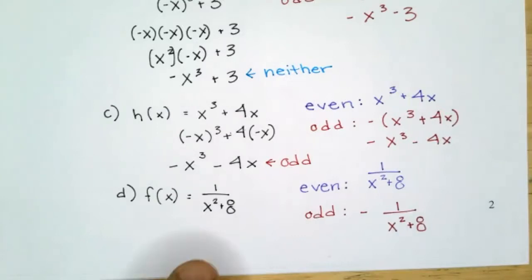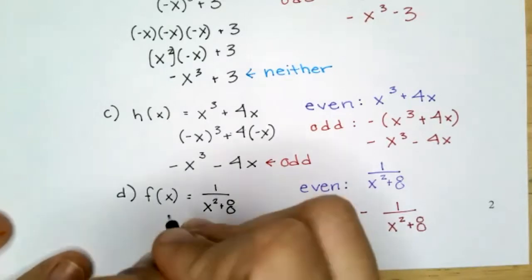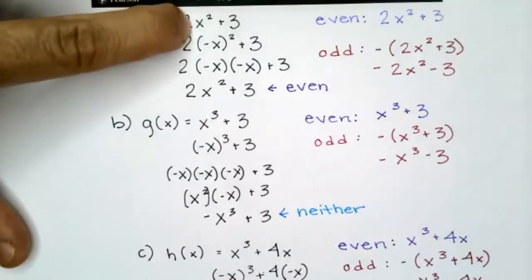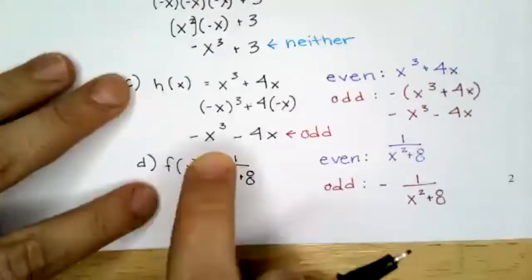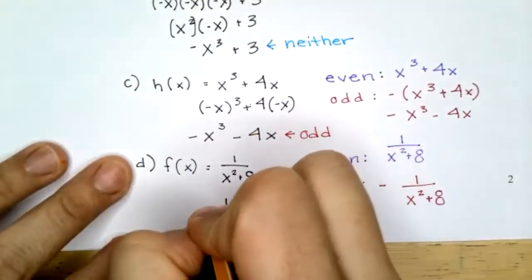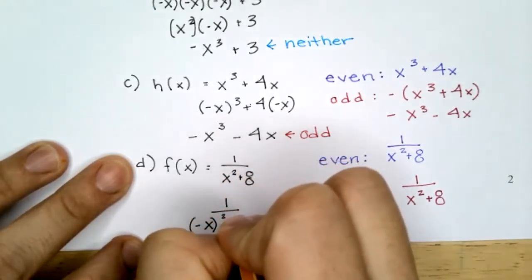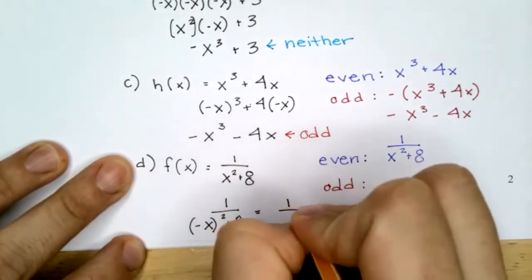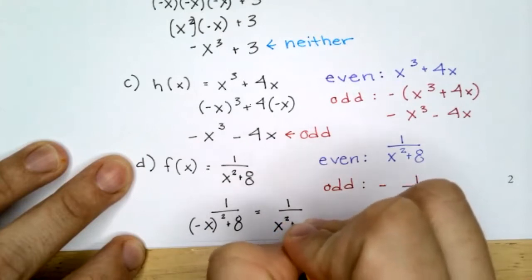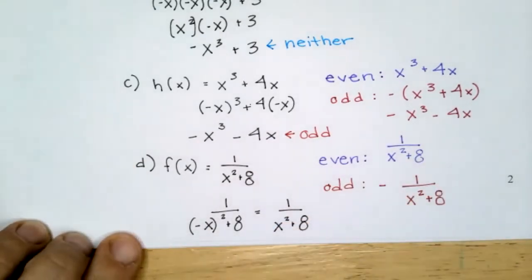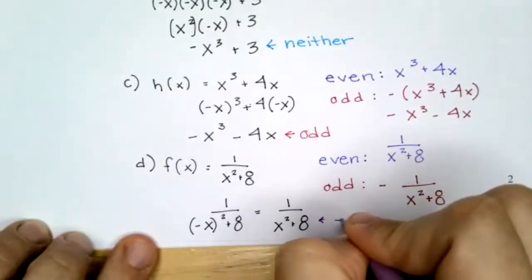Good. All right, so I'm going to replace the x squared with negative x squared. Remember, negative x squared, let's look up here. Negative x squared is the same as x squared. So I know that 1 over negative x squared plus 8 is going to be the same as 1 over x squared plus 8. So I know that that is even.